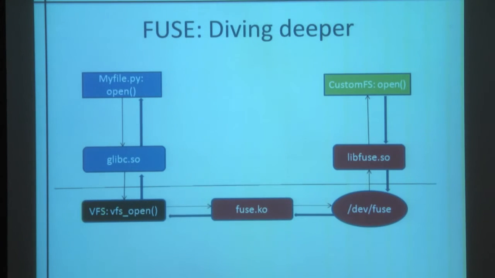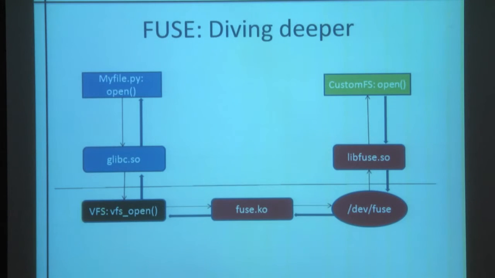Once you mount it, these three components start functioning. The first component is called fuse.ko. That is the loadable kernel module and is registered with the VFS. So any request which comes for the custom file system is routed to fuse.ko. Fuse.ko creates a special device called /dev/fuse. This device is accessible from kernel space and user space.